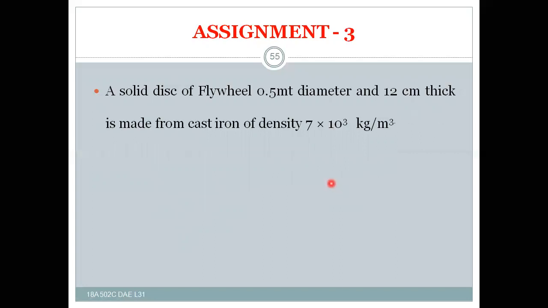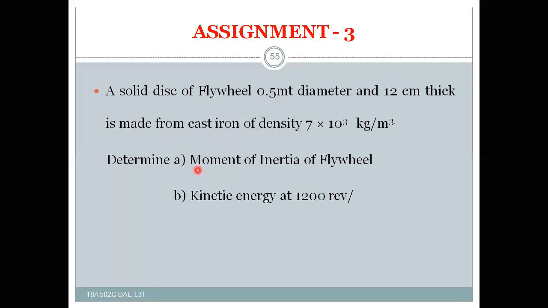So next is a solid disk flywheel, 0.5 meters diameter and 12 centimeters thick, and can be made from cast iron. This type of problem is already done in the solved problems. You can solve this problem very easily.